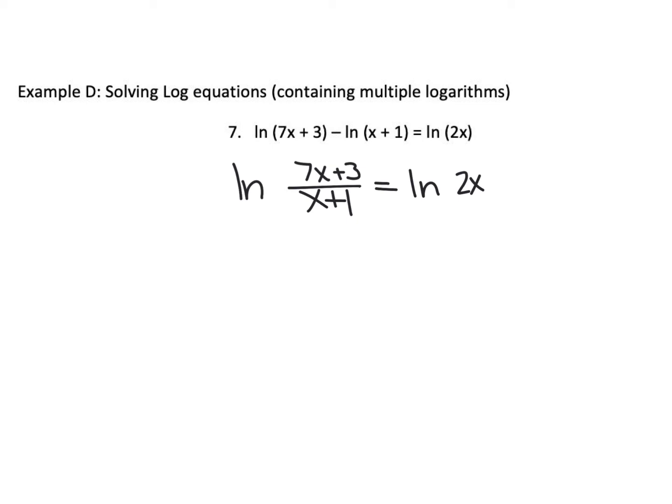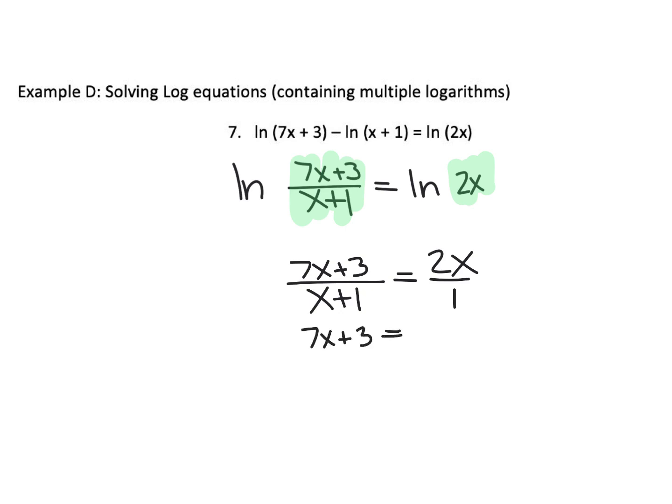Well, I've got a log with the same base on either side. So the arguments by the one-to-one property are equal to one another. So I know that 7x plus 3 over x plus 1 is equal to 2x. So I just completely got rid of the logs. Okay, so I'm going to make this a proportion and cross multiply. So this would give me 7x plus 3 is equal to, on the diagonal here, 2x squared plus 2x.